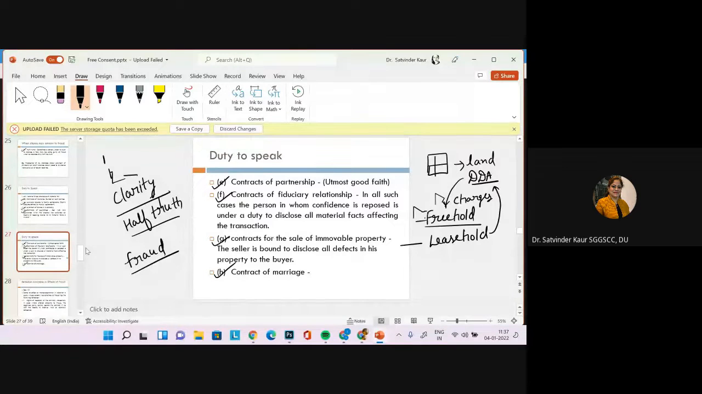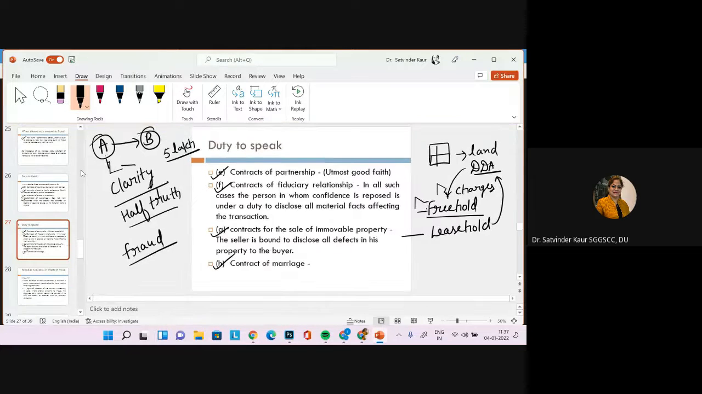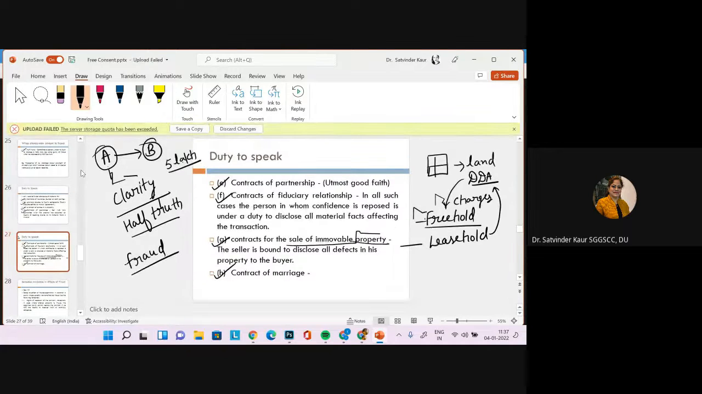Otherwise, suppose A is selling his property to B, right? And all the properties in the particular locality are freehold. So B assumes that the property of A which he is buying is also freehold. But A has not disclosed the fact before the deal that it is not freehold, and while transferring, B has to pay 5 lakh rupees extra fee to convert it into freehold. So here there is a duty to speak in a contract for sale of immovable property: the seller is bound to disclose all the defects or all the material facts related to the property to the buyer.